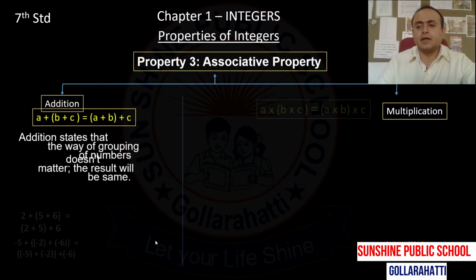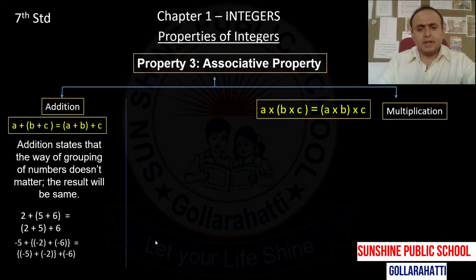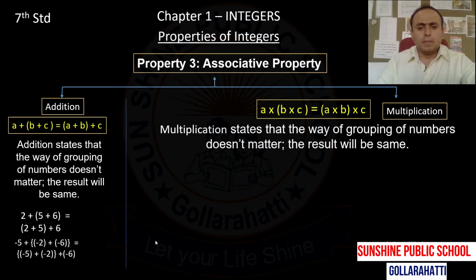Next, let us see under multiplication. Under multiplication also grouping doesn't matter. Multiplication states that the way of grouping of numbers doesn't matter. The result will be same. ಅಂದ್ರೆ 3 ಅಥವಾ 4 numbers ಇದ್ದಾಗ ಕೂಡ ನಾವು group ಮಾಡಿ, ಯಾವುದೇ group ಮಾಡಿ multiply ಮಾಡಿದ್ರು ಕೂಡ ನಮಗೆ ಕೊನೆಯ answer same ಅಂತಾನೆ ಹೇಳುತ್ತೆ. Grouping doesn't matter, the result will be same.